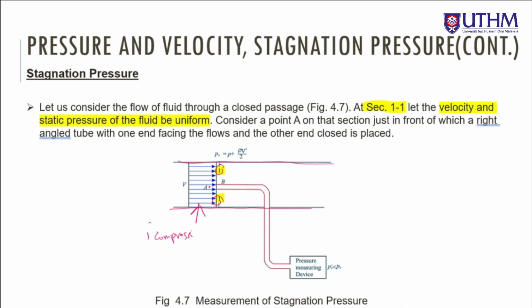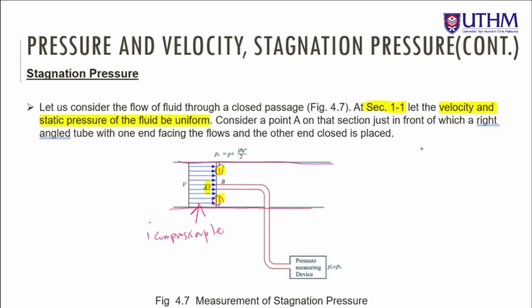Okay, sebab daripada gambar tu sendiri kan, dia tak ada boundary layer, dia tak ada effect of friction or whatsoever kan, viscosity kan. So kita consider the incompressible, in which the velocity and the static pressure is uniform kan. Kita nampak velocity and static pressure is uniform. And then consider a point A dekat sini.